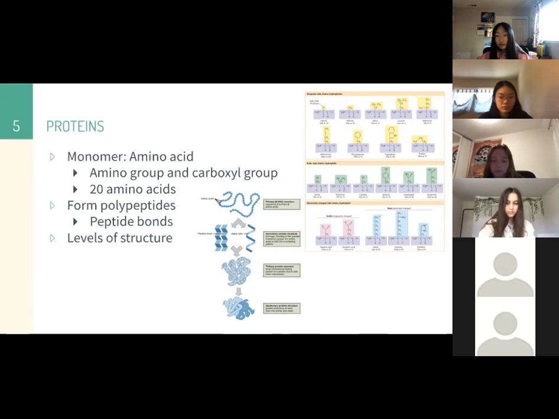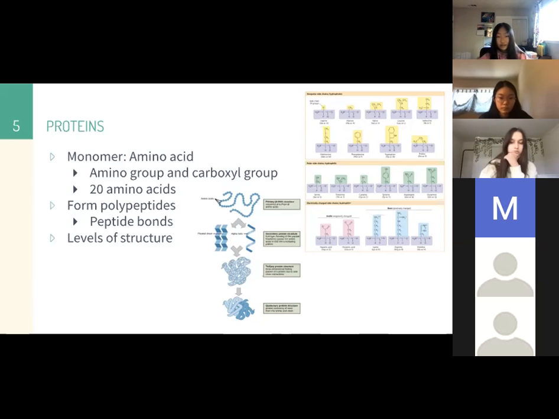The second structure is secondary structure, and this is where local folding of the polypeptide occurs in some regions, and the most common are alpha helix and beta pleated sheet structures. Both structures are held together by hydrogen bonds, like the alpha helix structure, the helix held in shape by hydrogen bonds, which is important for a secondary structure.